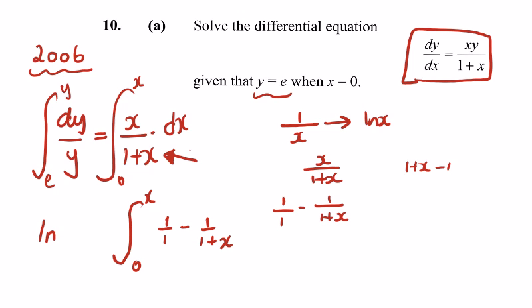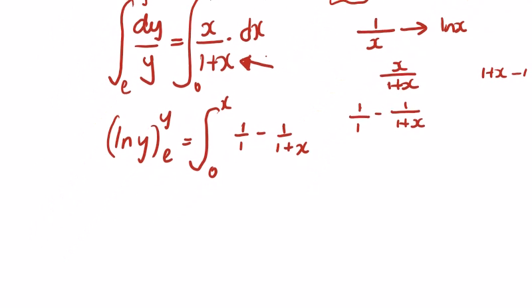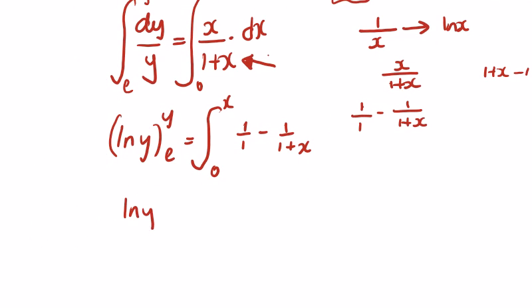And we know this becomes the natural log of y between y and e. So we're going to get the natural log of y minus the natural log of e is equal to, integrating 1 becomes x, and integrating 1 over 1 plus x becomes the natural log of the bottom, which is 1 plus x. And we're doing that between x and 0.